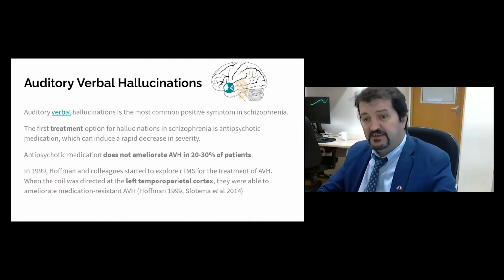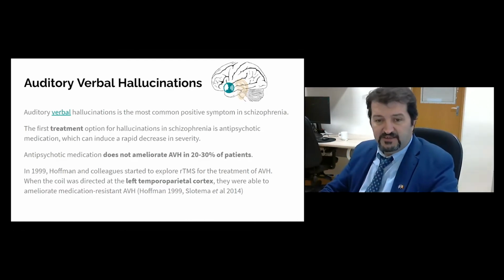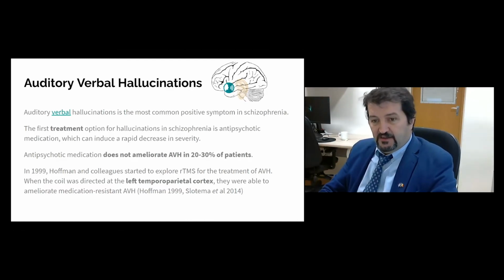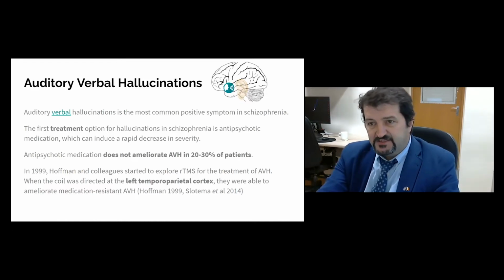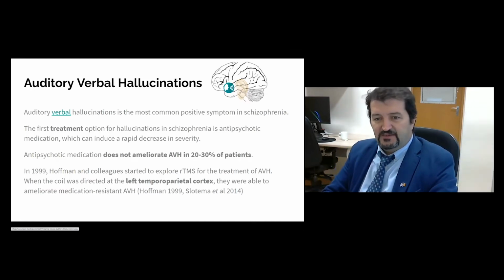In 1999, Hoffman and his colleagues started to explore TMS for treatment of auditory verbal hallucination. And they started to treat exactly this region. So they applied the coil to the left temporoparietal cortex.